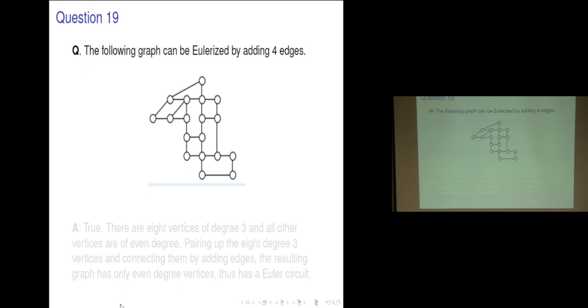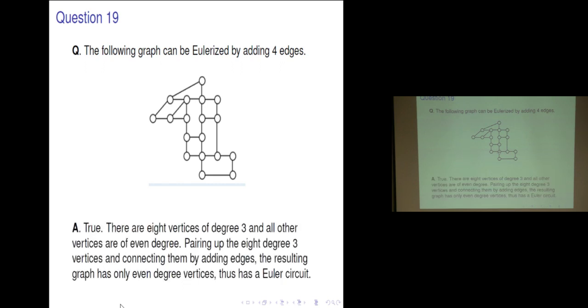So can we fix them? The idea is to pair them up and then use an edge to connect each pair so that the degrees become even. So we have 4 pairs of vertices, and you can use 4 edges to connect them. So the answer is true. There are many ways of doing it, so you can do it by just arbitrary connection. Questions? Is this okay? So the answer is yes, you can do this.